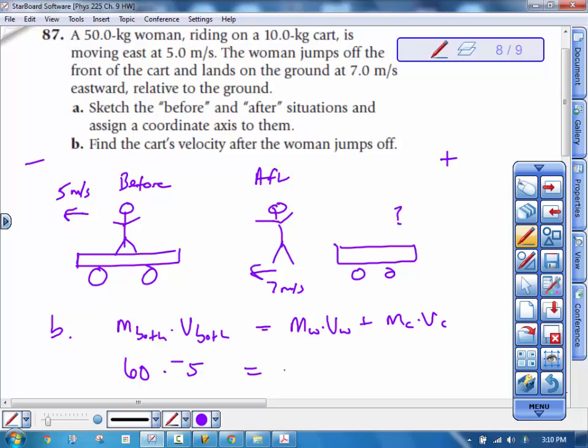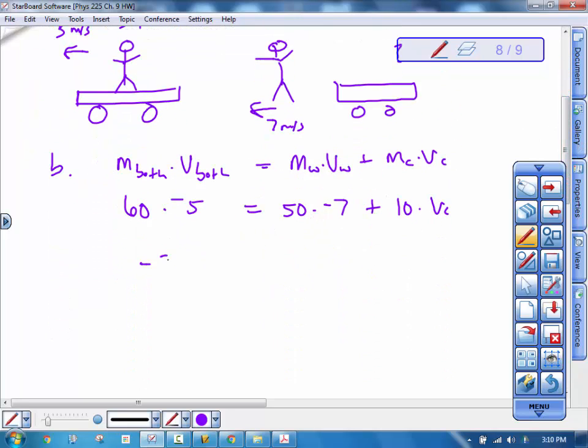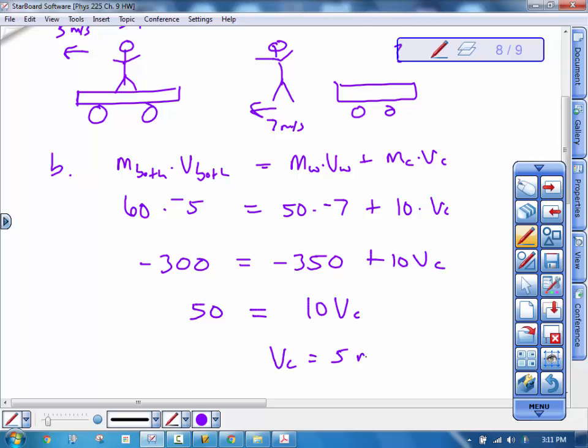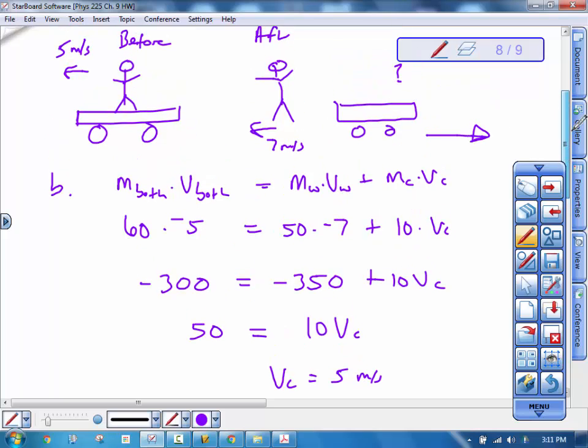And that equals the mass of the woman, which is 50 kilograms, times the velocity of the woman, which is -7. This time she gains speed in the negative direction. Plus the mass of the cart, which is 10, times the velocity of the cart. That's the equation we're solving. So -300 equals -350 plus 10 times the velocity of the cart. Adding 350 to both sides, that turns into 50 equals 10 times the velocity of the cart. Divide both sides by 10, the velocity of the cart would be 5 meters per second. And that's positive, so obviously the cart's going this way after she jumps.